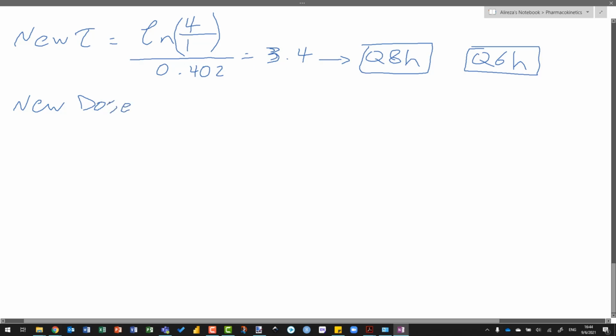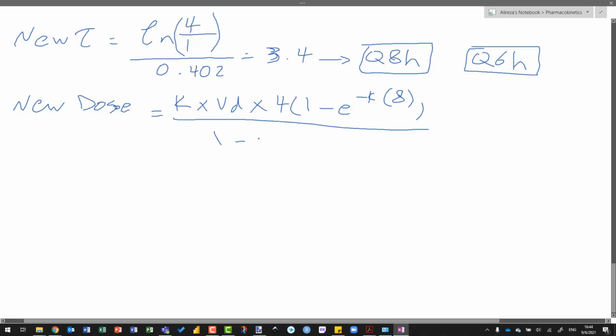So a new dose would be, we use the new K times the new volume of distribution times the peak that we want, which is 4, times 1 minus e to the negative K times tau. And I'm going to see if I can make tau of 8 work first. Hopefully we can make it work. And then 1 minus e to the negative K times time of infusion, which is 1. And what we get is about 29.8 milligram, which I'm going to round to 30 milligram.